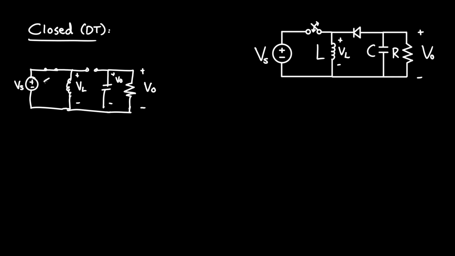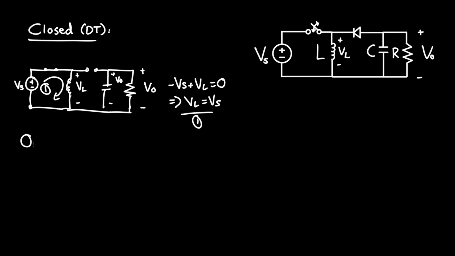We're going to do a quick KVL, or Kirchhoff's voltage law. We'll call this equation 1, to get VL in terms of Vs. So starting from this point and going around in this loop clockwise, we get minus Vs plus VL equals 0. Setting things in terms of VL, we get VL equals Vs, and that is our equation 1.